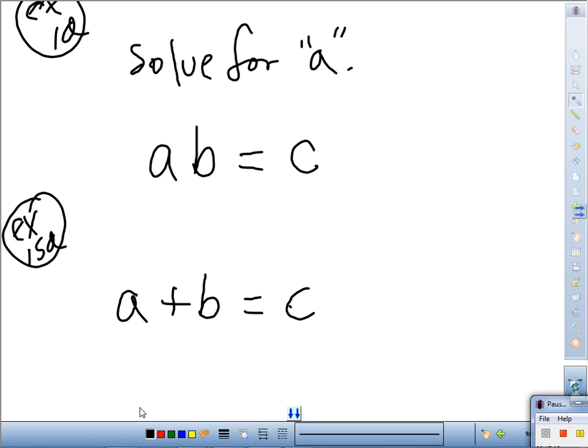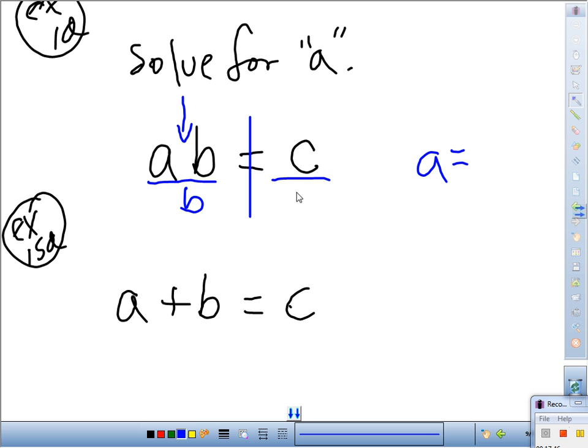Okay, let's see. Pedro, what'd you get for example 1Q? A equals what? Okay. Let me go over this again. Line down the equal sign. We need to leave A by itself. What operation is happening here, everyone? Multiplication. So what is the inverse of multiplication? Division. So we divide by B, because we need to leave A by itself. So it's A equals C over B. Hands if you got that.